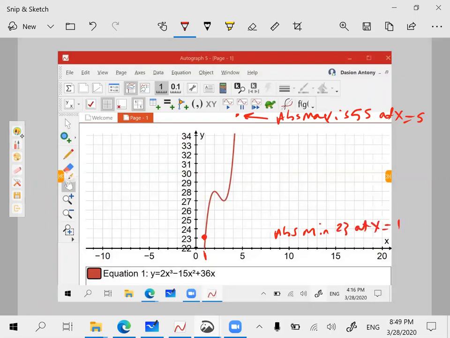And the others represent local, relative extrema. Done? This is the first example. Another example.